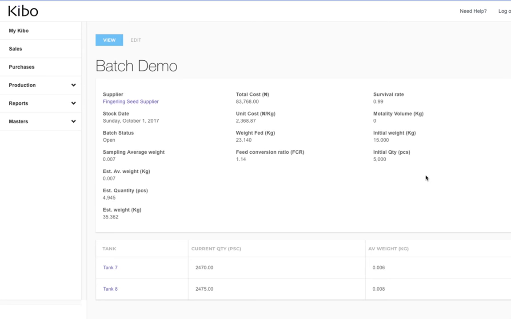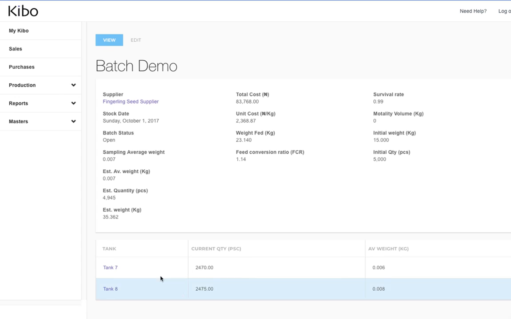Because we've had some mortality, we're now less than 5,000. We're at 4,945. And if we come over here, it shows us total cost. Remember, we bought this at 50,000, but with all the feeding, medication, and everything that has gone into the batch to grow them so far, our total cost has gone to 83,000. So roughly about 33,700 higher. And right now, based on the total weight we have, the unit cost of our production is 2,368 per kilo. I mean, we only have a total of 35 kilo that is valued at 83,000 here.